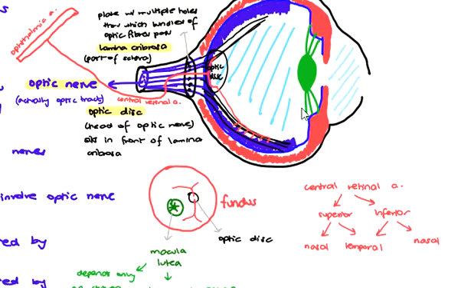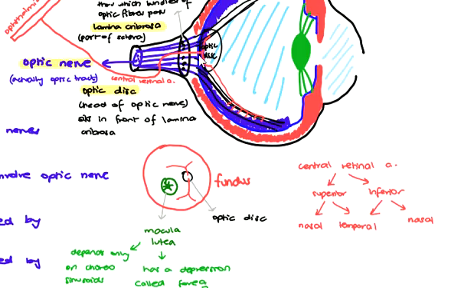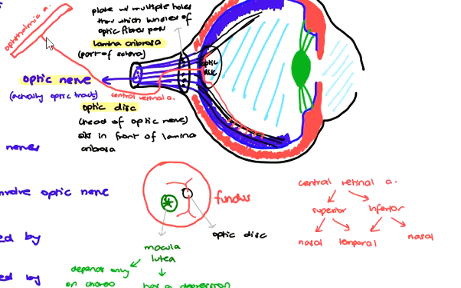One branch is superior and the other is inferior. So this is the superior branch and this is the inferior branch. And then the superior branch further divides into two and the inferior branch further divides into two. Let me recap this. We have the ophthalmic artery here.